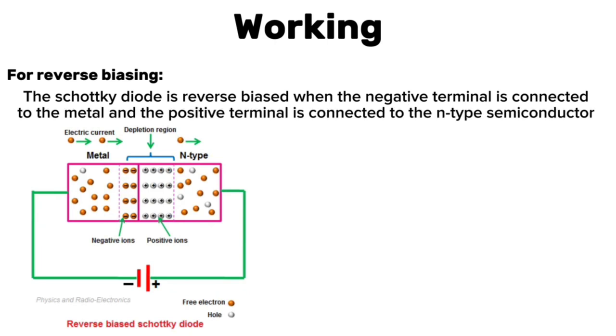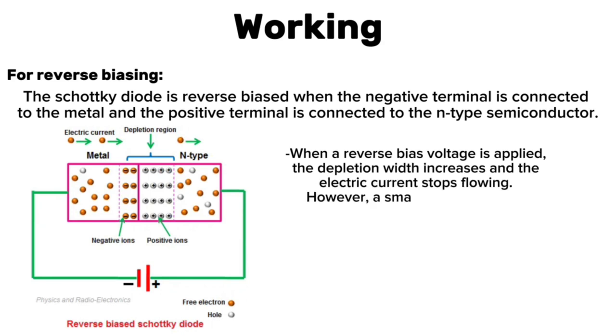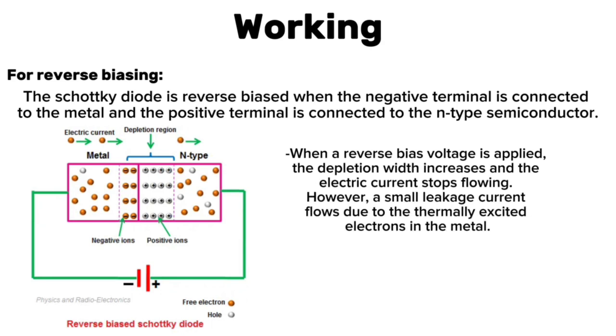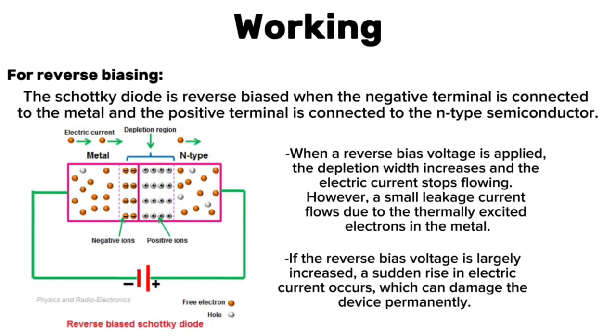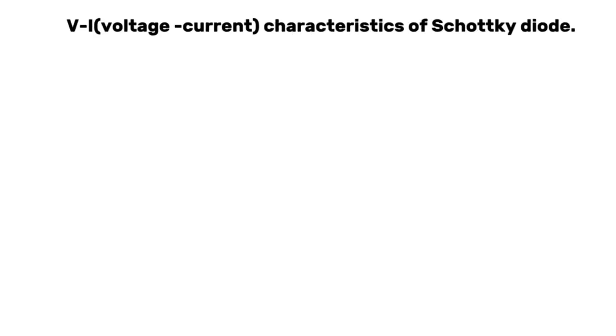And for reverse biasing, the Schottky diode is reverse biased when the negative terminal is connected to the metal and the positive terminal is connected to the N-type semiconductor. When a reverse bias voltage is applied, the depletion width increases and the electric current stops flowing. However, a small leakage current flows due to the thermally excited electrons in the metal. If the reverse bias voltage is largely increased, a sudden rise in electric current occurs, which can damage the device permanently.